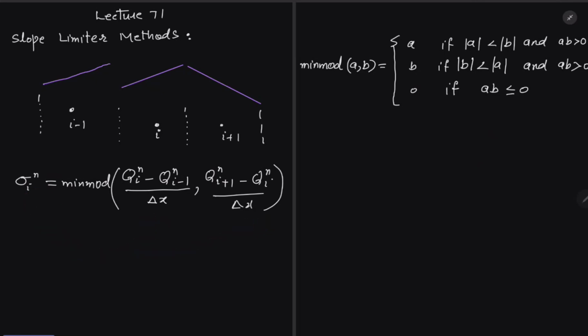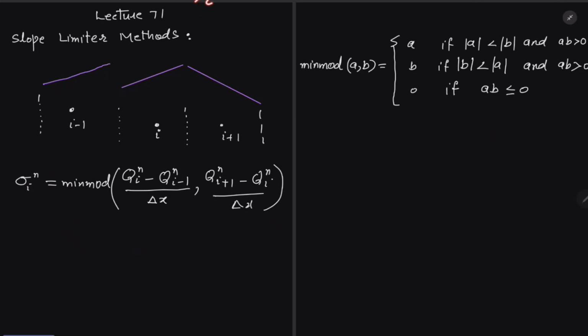So you have to put that sigma, and the decision is made on these two slopes. These two slopes are created from cell number I and cell number I minus 1, and cell number I plus 1 and cell number I. So that's how the slopes are created. Okay.